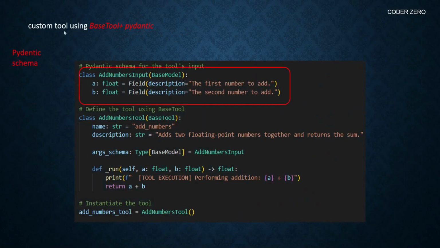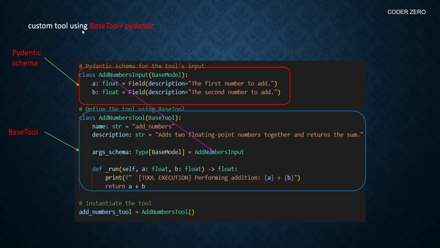Now let's understand how to create the tool using base tool and Pydantic. Similarly, we are defining the schema using Pydantic here, then we are using the base tool and creating this class. Here we are using this Pydantic schema, and then we have the function here. Now when we use this tool, we'll be able to do the addition.